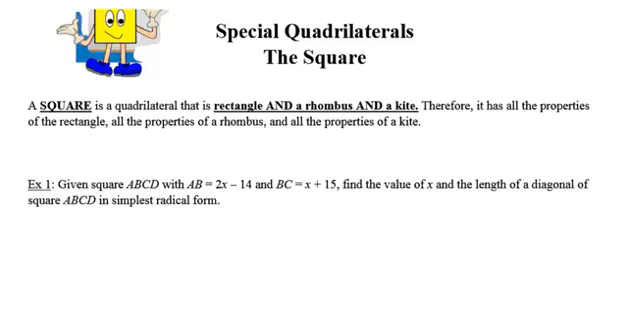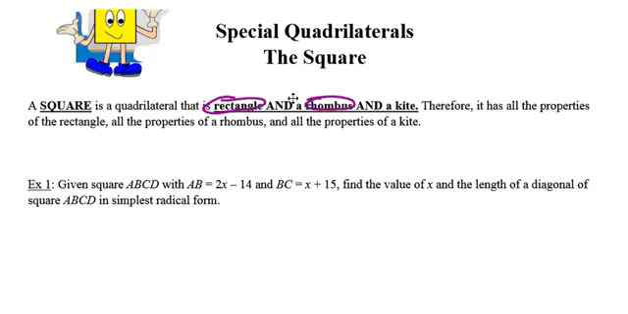In this video, we're going to explore the last of our special parallelograms, the square. While all of the parallelograms are special, the square has a little something extra going for it. Now, because a square has 4 right angles, that automatically qualifies him as a rectangle. Because a square has 4 congruent sides, that automatically qualifies as a rhombus.